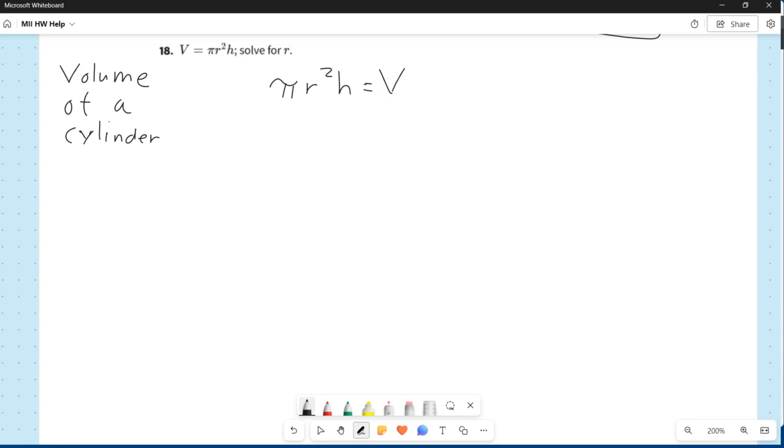So we have to deal with the pi, we have to deal with the squared, we have to deal with the h. Now, we're definitely going to want to deal with the pi and the h before we deal with the squared. So we're going to pause on the squared for a second and just focus on the pi and the h.